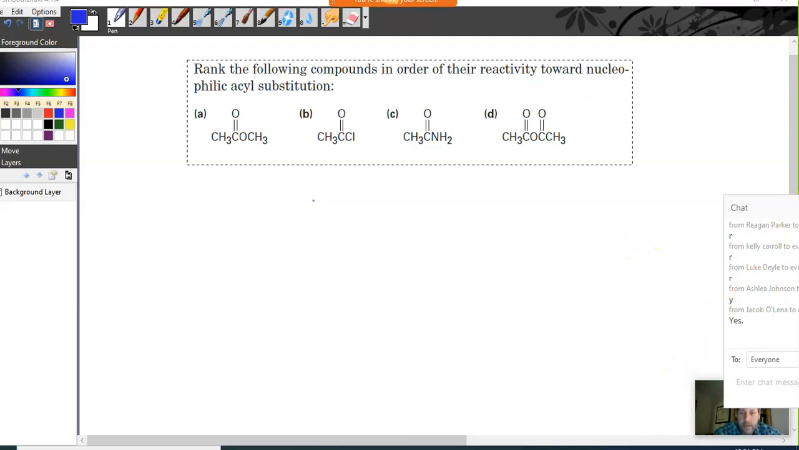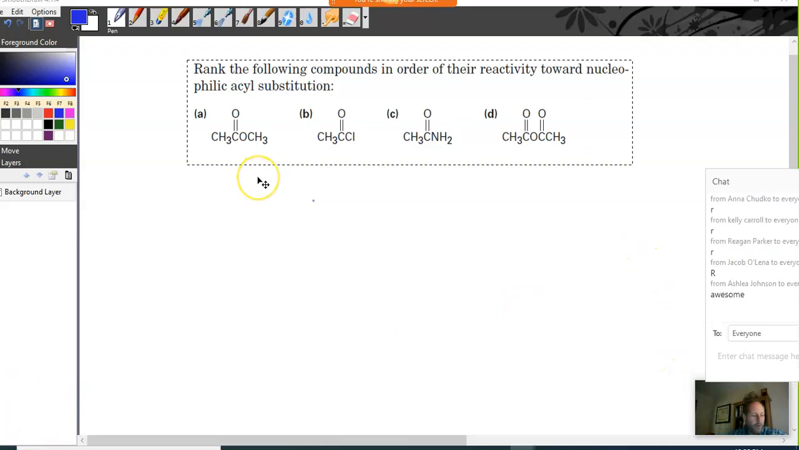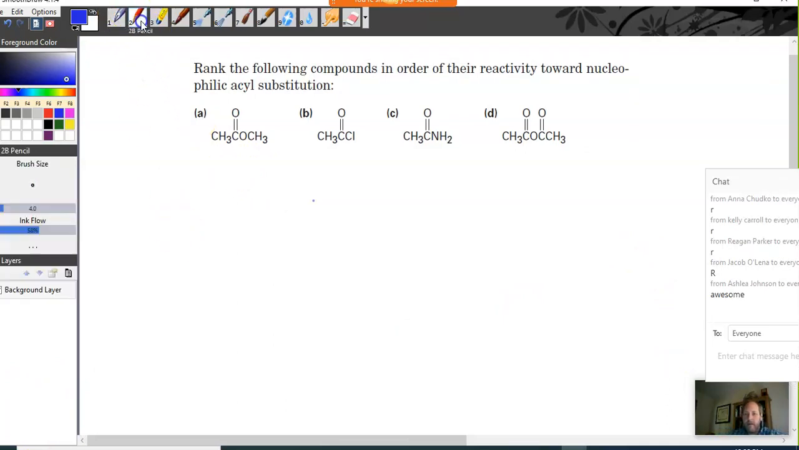And again, let me know when you guys are ready. This is what we talked about yesterday when we look at reactivity of these reactions. We talked about which of these leaving groups is the best. So notice they all have carbonyls, but we're looking at this part of it right here, the part that's attached to the carbonyl. Okay? So rank the following compounds in order of their reactivity towards nucleophilic.